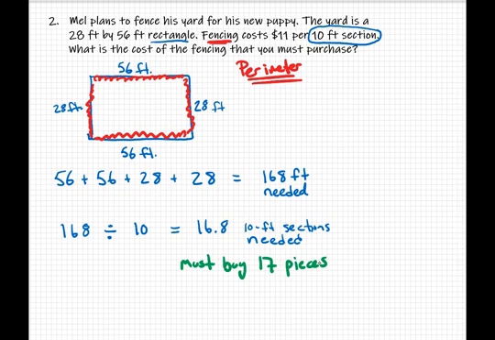So we must buy 17 of them, and they cost $11 a piece. So 17 pieces, and we're going to multiply that by 11 bucks because each one is 11. So we have to spend $11 17 times. 17 times 11 should be $187. This will be the cost of the fencing.